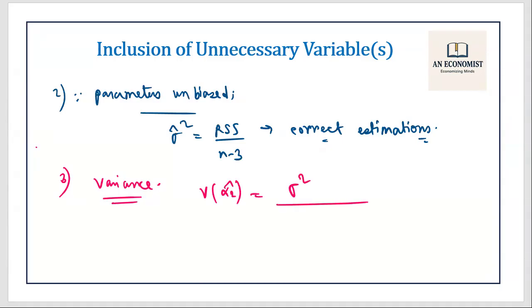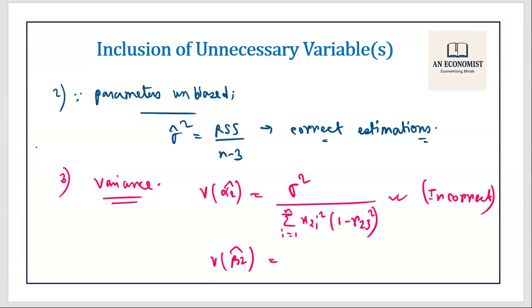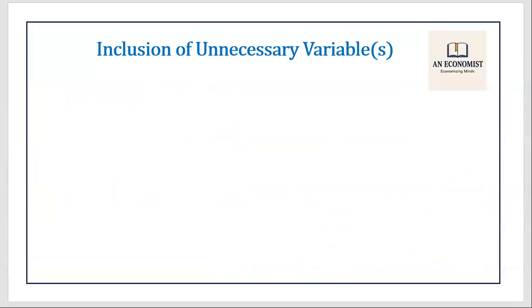So this will be sigma square upon summation i from 1 to n x2i square times 1 minus r23 square. This we have done multiple times. So this is the variance of the estimator of the incorrect model. And what about the variance of the true model? This is a two variable simple linear regression model, CLRM. So it will be simply sigma square upon summation x2i square. This is the true model or simple CLRM. This is the MLRM model and this is the CLRM model. Right? These are the variances we have proved multiple times.